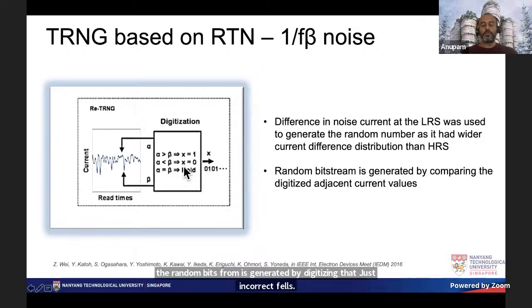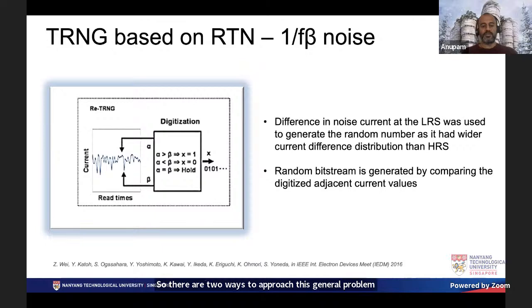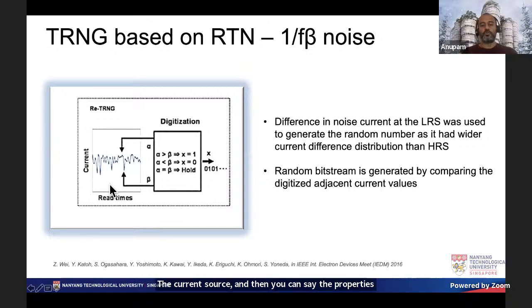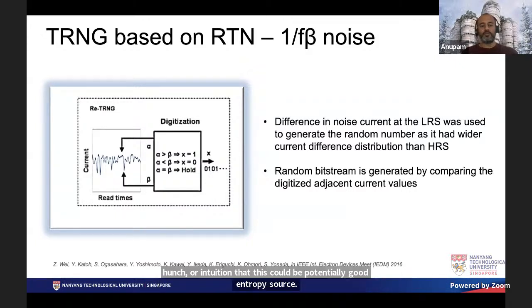So there are two ways to approach this general problem of identifying a good TRNG. Either you can actually model the current source, and then you can say the properties of the current source are close to various random distributions or random functions. And that gives you a hunch or intuition that this could potentially be a good entropy source. The next thing that you do is you actually build the circuit, and then you do the measurements, and you show that it passes the NIST randomness tests.